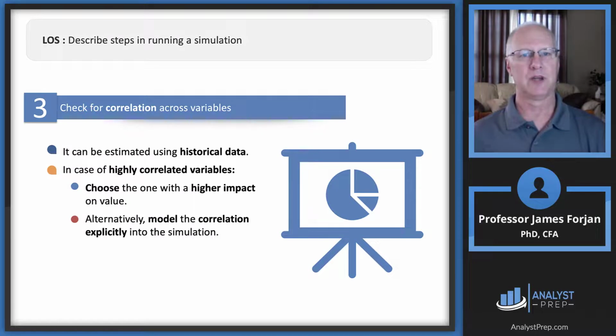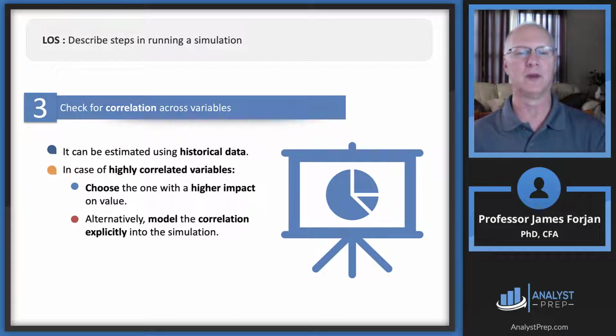How about if we check for correlation across variables? It can be estimated using historical data. We've done that for a long, long time, right? So if we have high correlation, then we have two choices. We can eliminate one, select the one that has the higher impact on value, or we can model the correlation explicitly into the simulation.